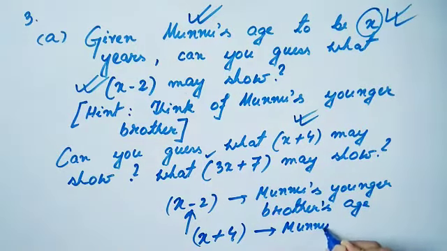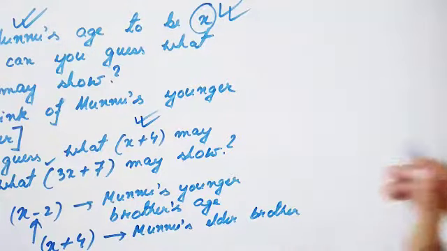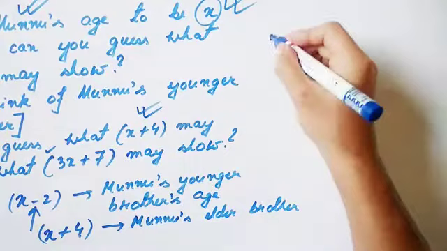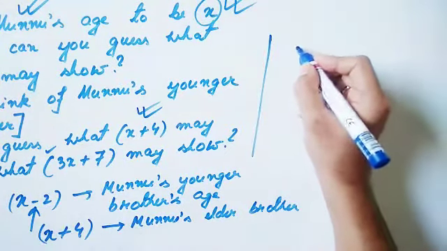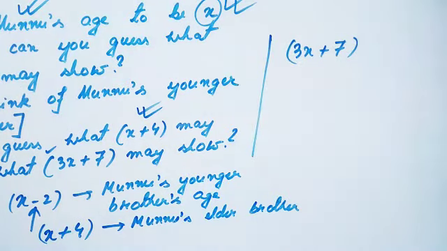So this will be the age of Monu's elder brother, and his age is 4 years more than Monu's. Understood, student? Now we have one more expression, and the expression is 3x plus 7, right? So we have to find whose age this will be, 3x plus 7.